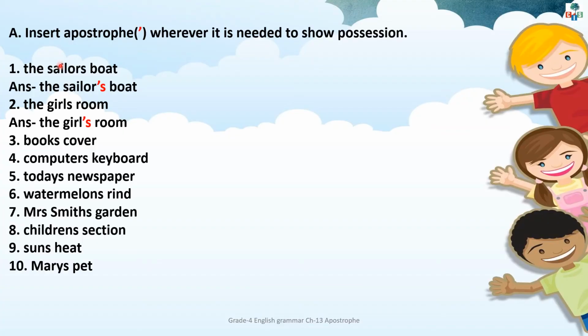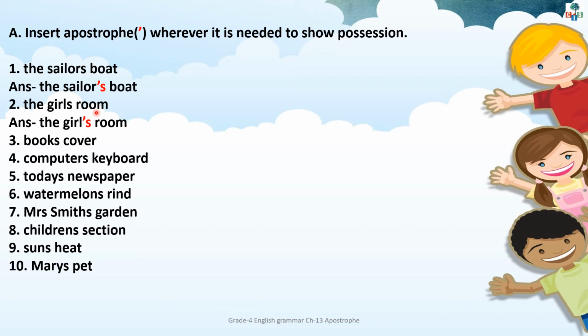See page number 38, exercise A. Insert apostrophe mark wherever it is needed to show possession. Possession means, yes, when something belongs to someone. See number 1, the sailor's boat. Now, the boat belongs to the sailor, so S is already there. What you have to do? You have to just insert an apostrophe mark. So, apostrophe mark will be before S. The sailor's boat.